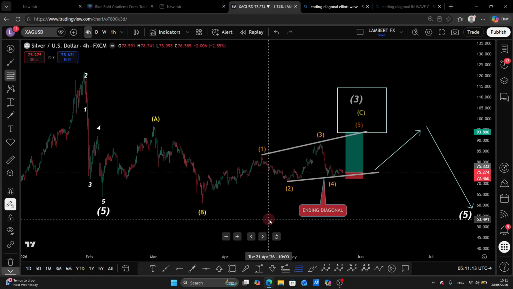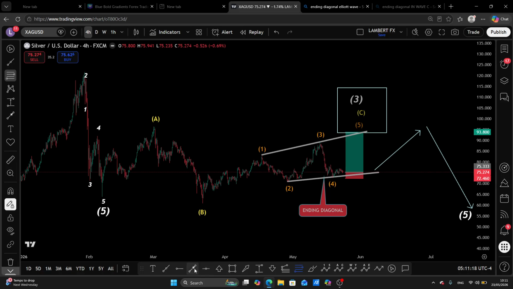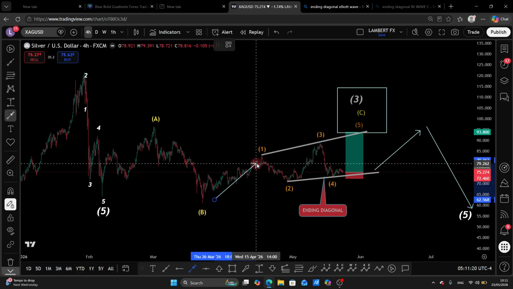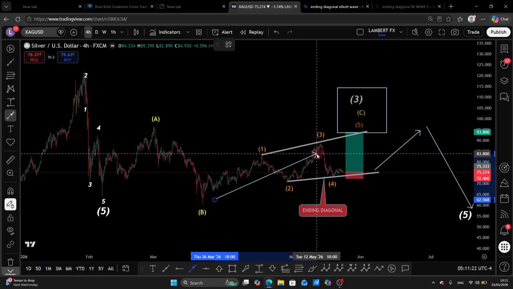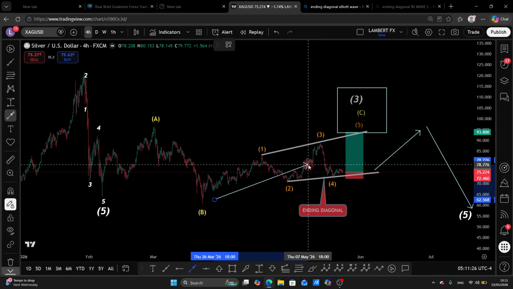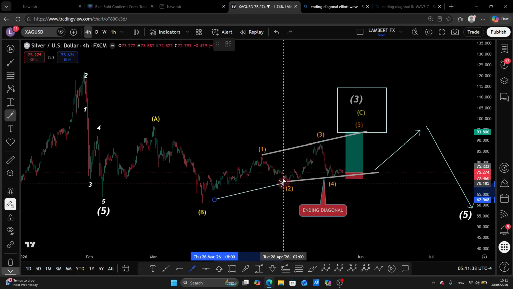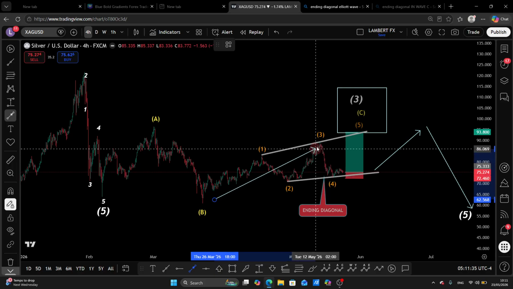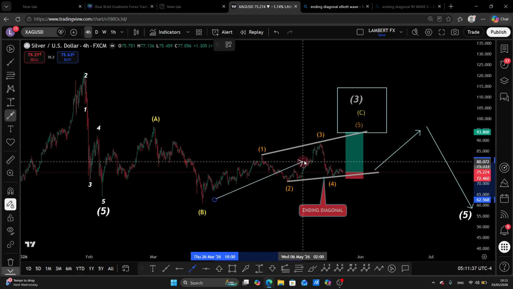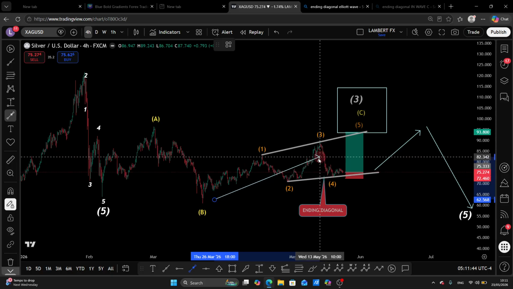So the first rule, like I said, is that your leg 1 must be bigger than your leg 3, but the leg 3 must not be the shortest wave in an ending diagonal. Basically this leg 3 is larger than this leg 2, so leg 3 is not the shortest wave, and this leg 3 is also larger than this leg 4. So these are the rules.